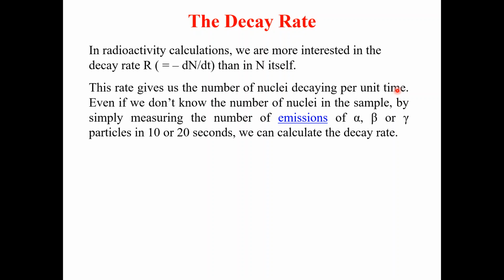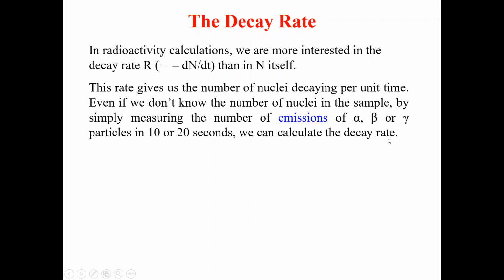The next question is how we can calculate the decay rate. If you don't know the number of nuclei in the sample, then by simply measuring the number of emissions of alpha, beta, or gamma particles in 10 or 20 seconds, we can calculate the decay rate.